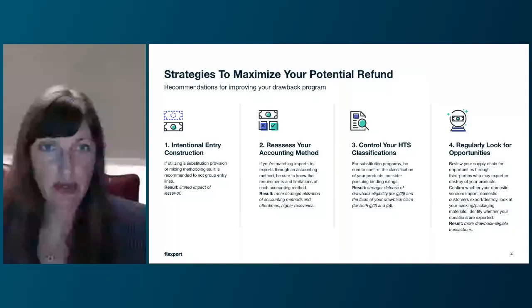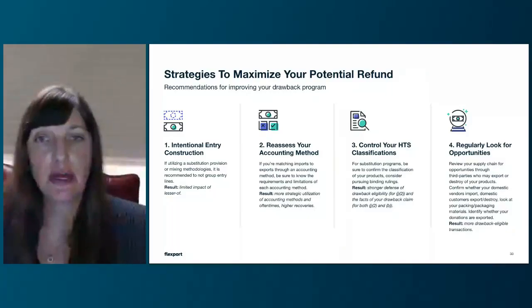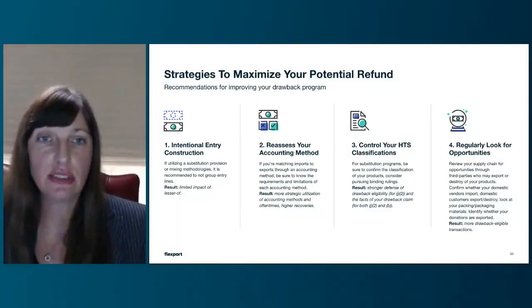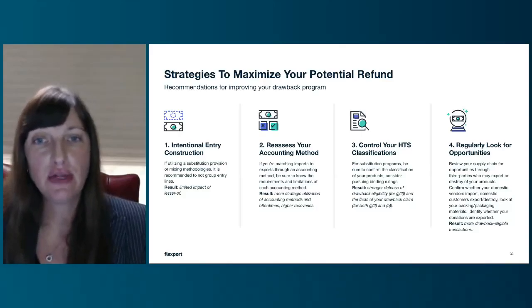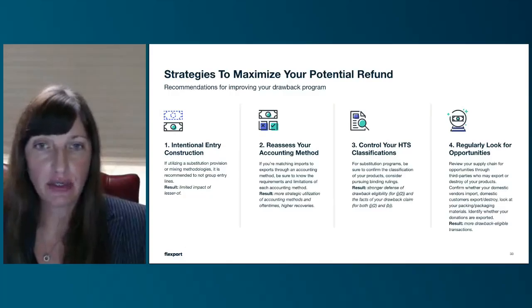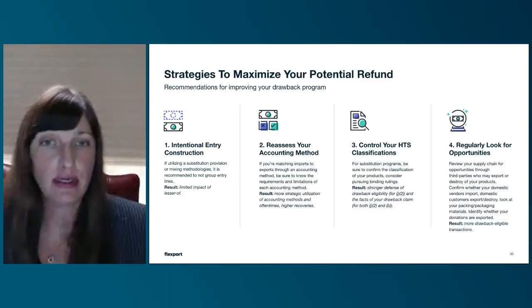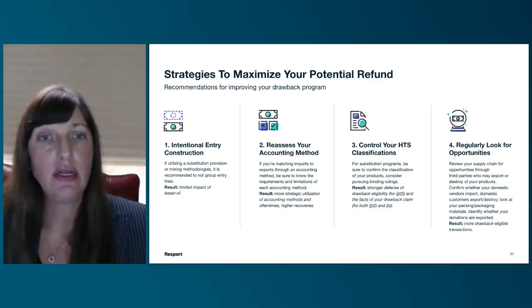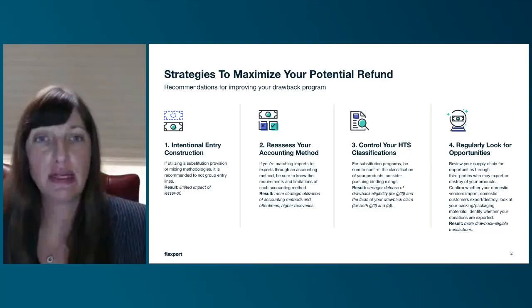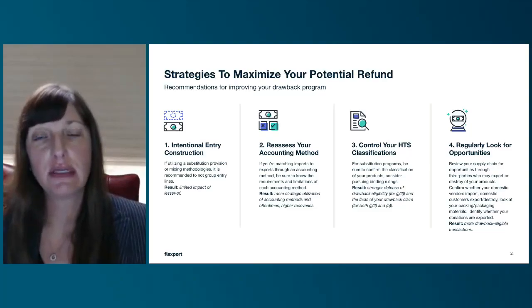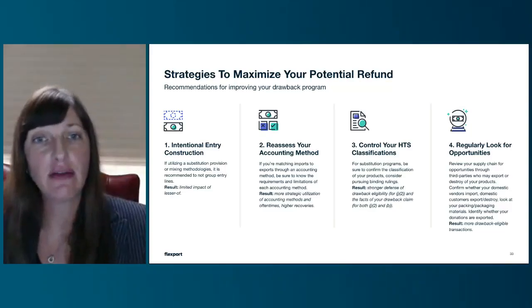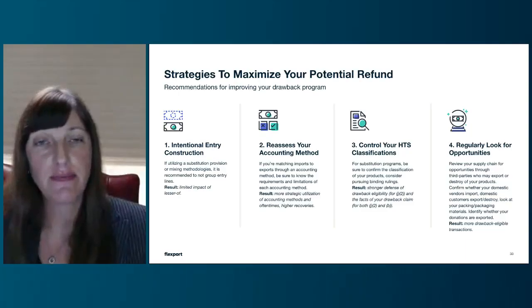Intentional entry construction. For substitution drawback, because of the lesser of calculation used to calculate import duty, entry construction could dramatically help or hinder your recovery. If you have an entry where all goods classifiable under the same HTS number are grouped on one entry line, but the price is variable, you could end up with a low per unit duty average, even though you may be able to claim higher valued exports, matching to higher valued average duty per unit import entry lines if you don't group your entry lines.